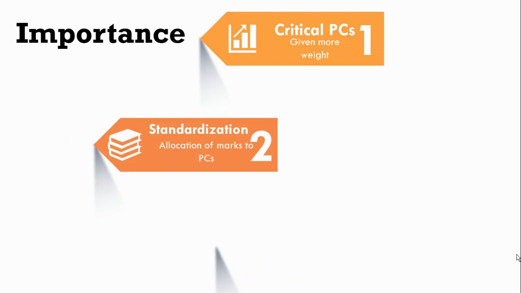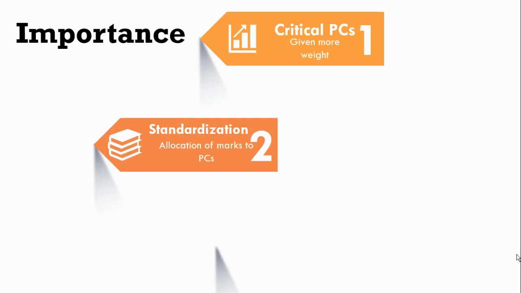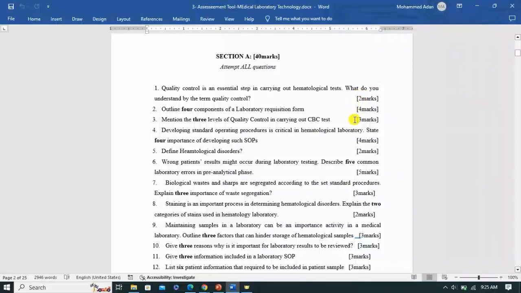The other important one is what we call standardization. And here we are looking at allocating marks to different performance criteria. So standardization ensures that PCs are assessed consistently across different CBET programs that we offer in our institution. And the only way to achieve this standardization is to allocate a specific number of marks to each performance criteria.